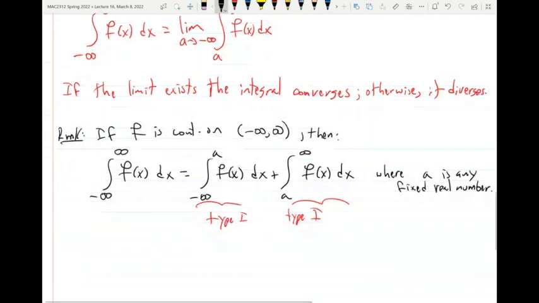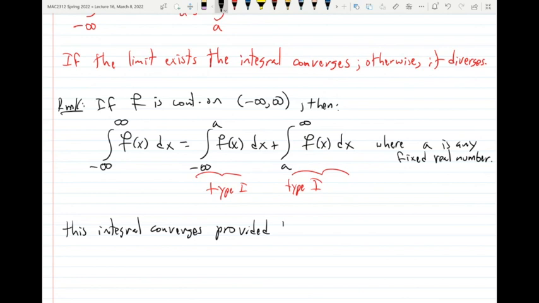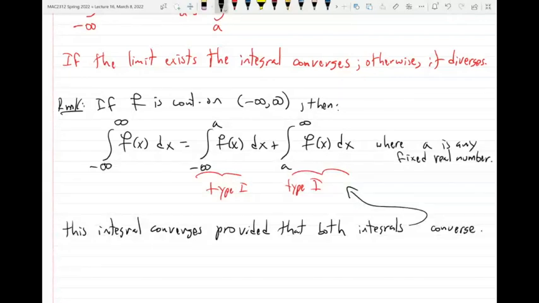So this integral converges provided that both integrals, these ones over here, converge. All right, so that's it for type 1. We're going to do examples later. Let me talk about type 2.